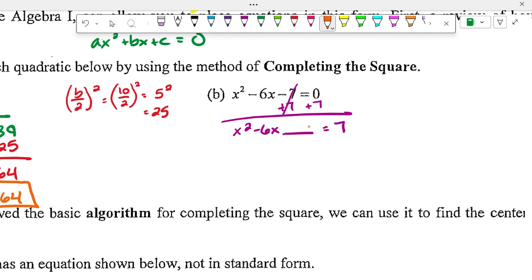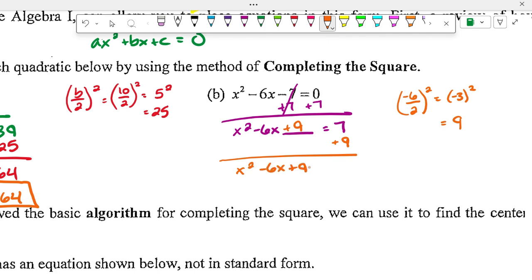How do I get what goes in the space? So do b over 2, so negative 6 over 2, and square it. So that'll be negative 3 squared, which is what? So if we add 9 to one side, what am I missing? Add 9 to the 7 on the other side. So this will be x squared minus 6x plus 9 is equal to 16.